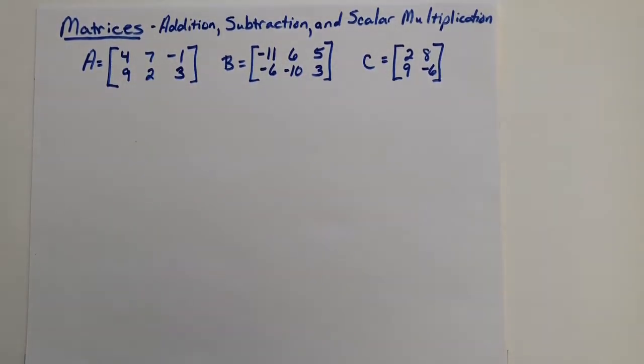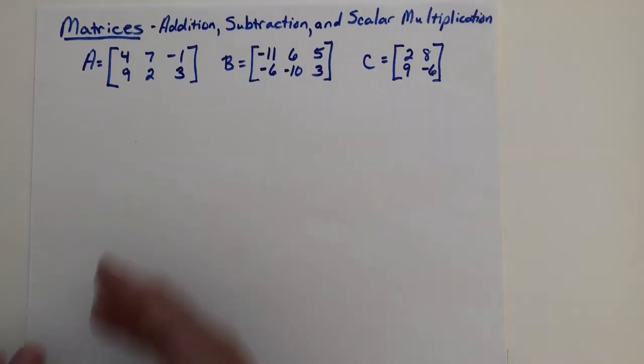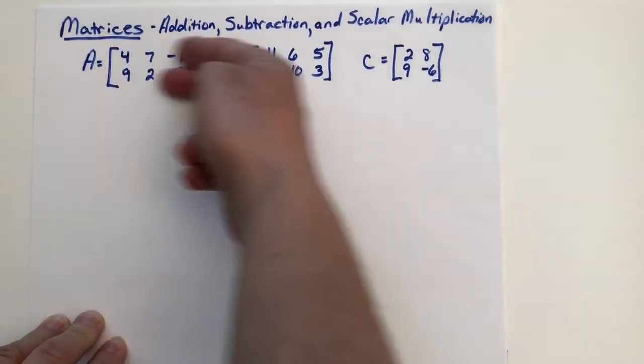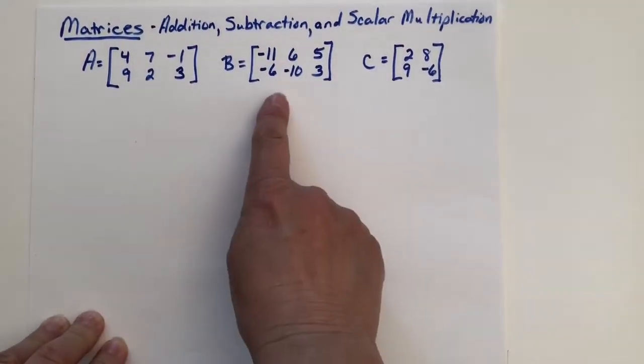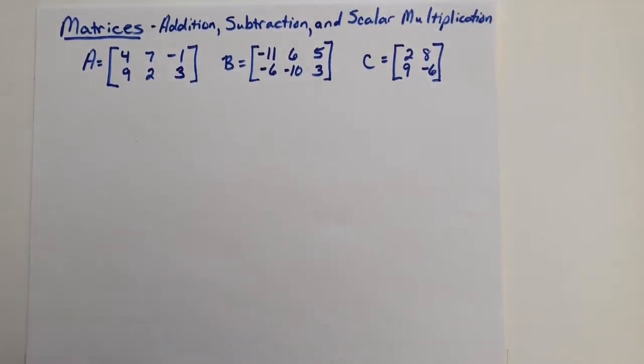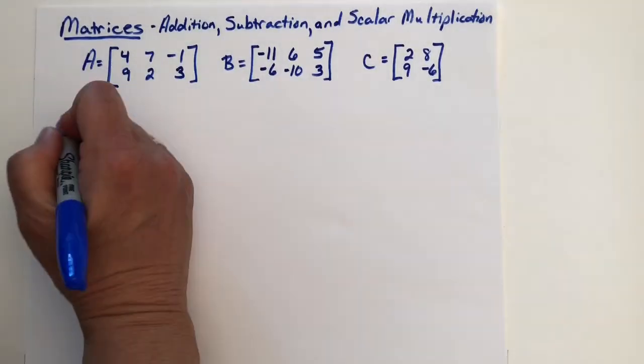Remember, a matrix is just a rectangular array of numbers. Every matrix has a number of rows and a number of columns. So this is a 2 by 3 matrix, as is this one, and this is a 2 by 2 matrix. So let's jump in. Addition of matrices is exactly what most people would expect.